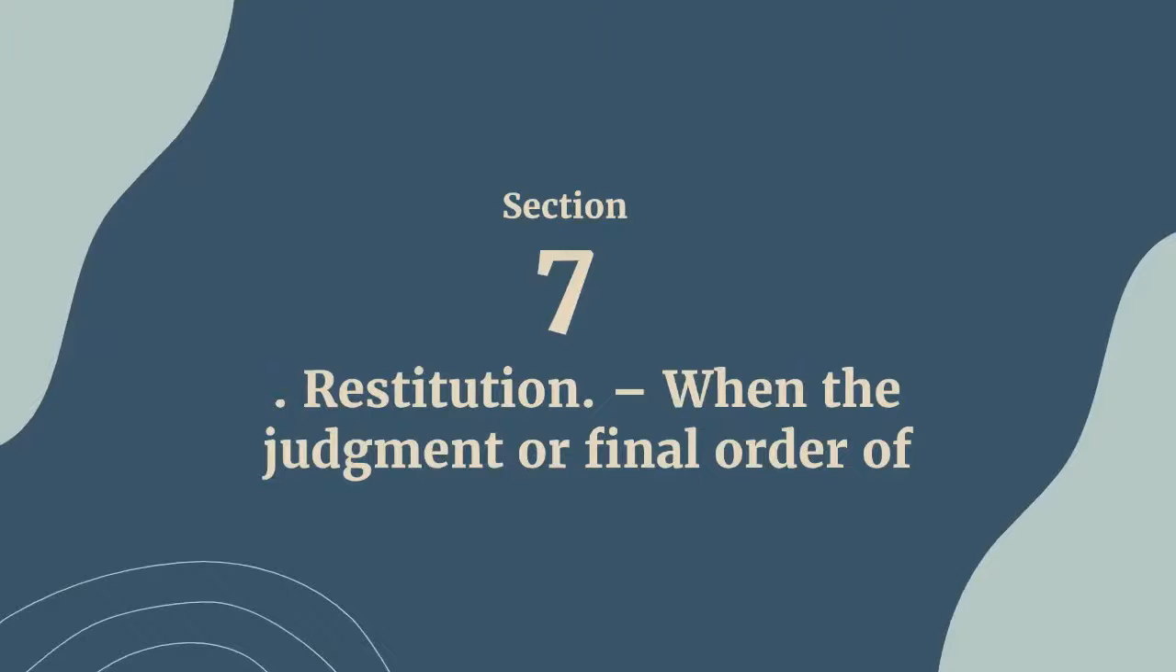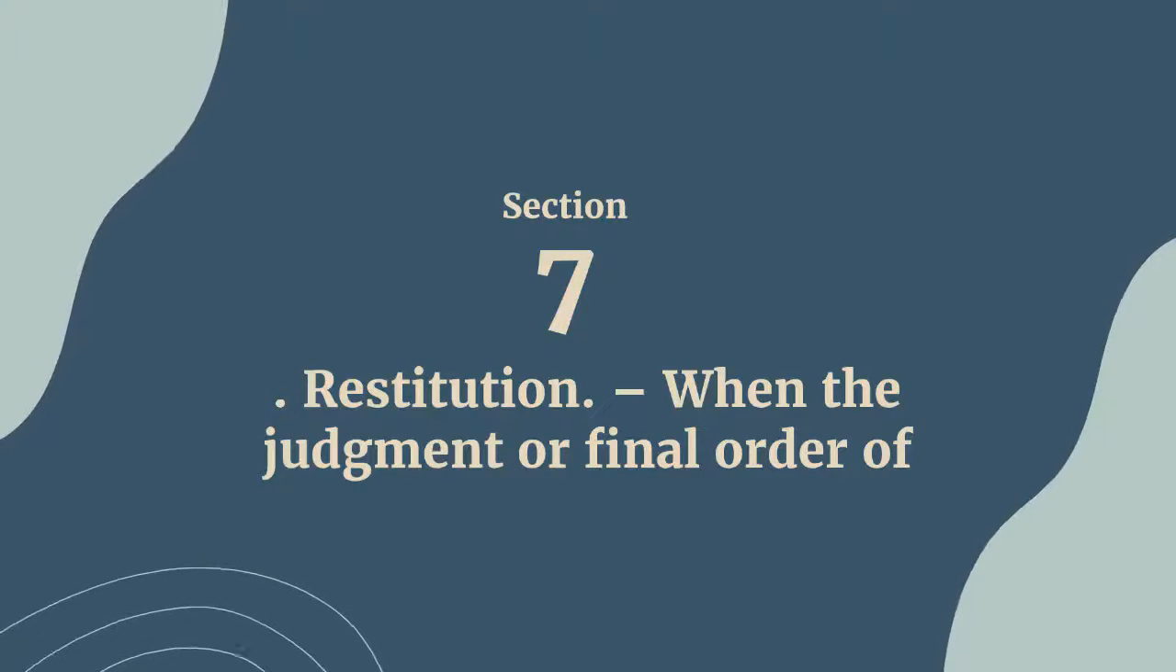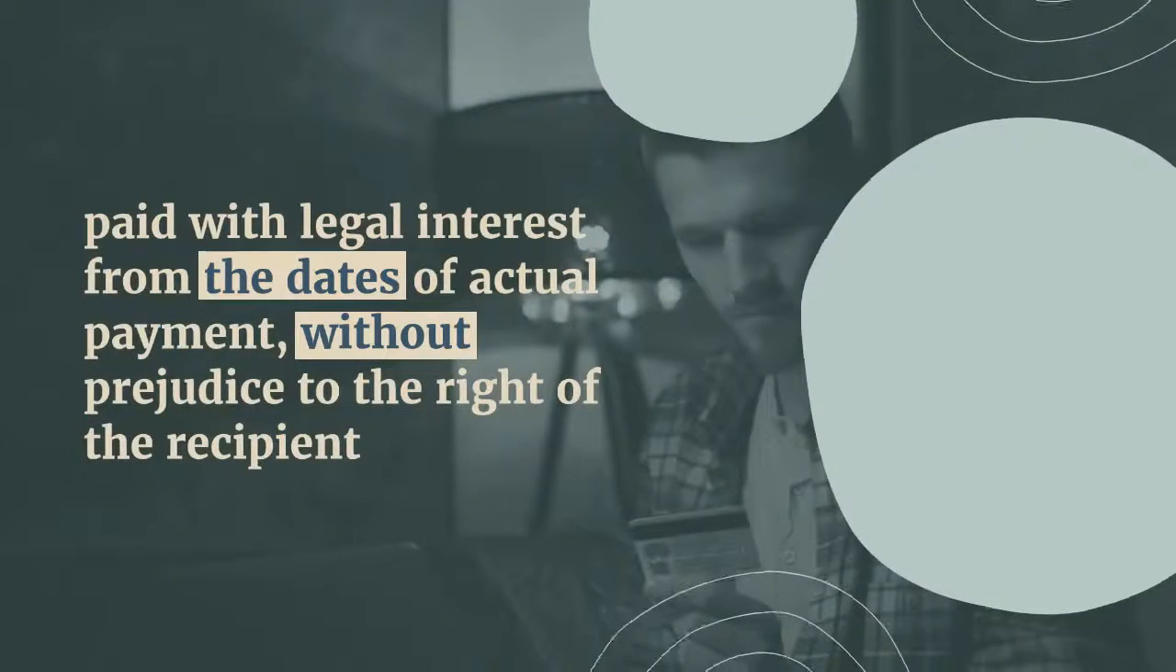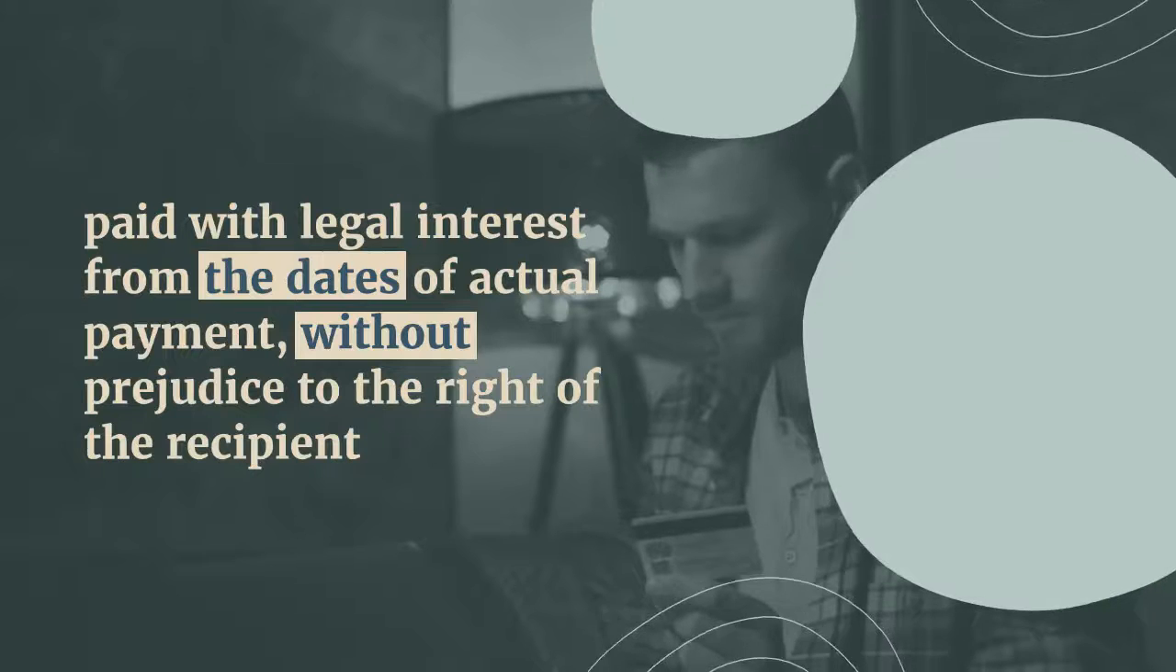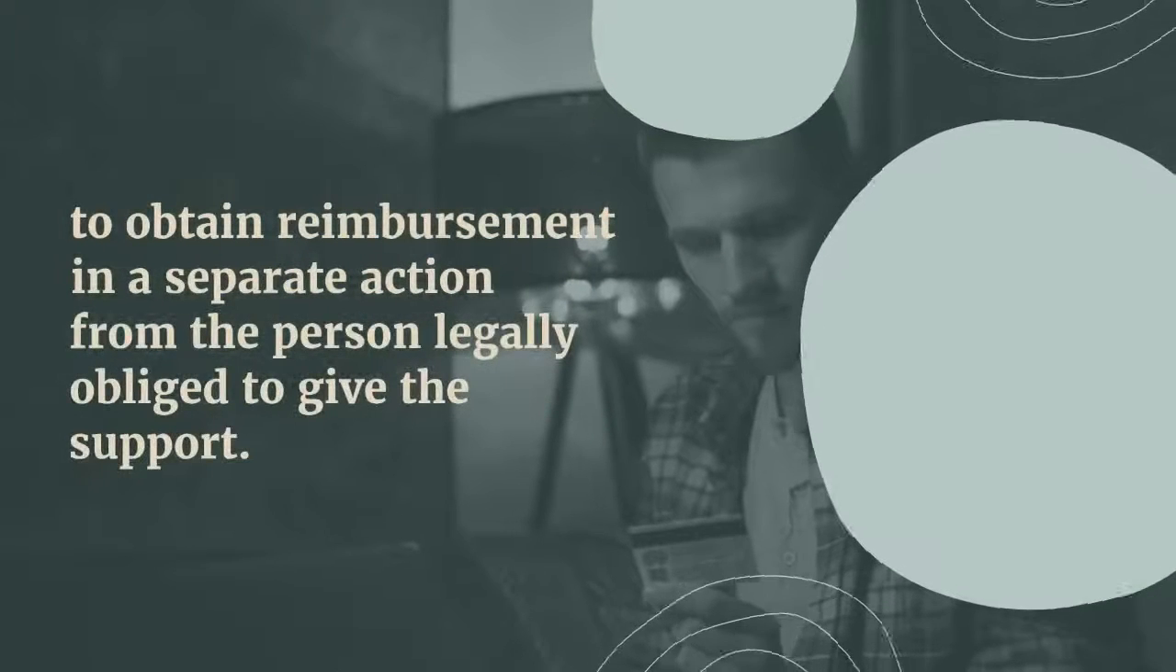Section 7. Restitution. When the judgment or final order of the court finds that the person who has been providing support pendente lite is not liable therefor, it shall order the recipient thereof to return to the former the amounts already paid with legal interest from the dates of actual payment, without prejudice to the right of the recipient to obtain reimbursement in a separate action from the person legally obliged to give the support.